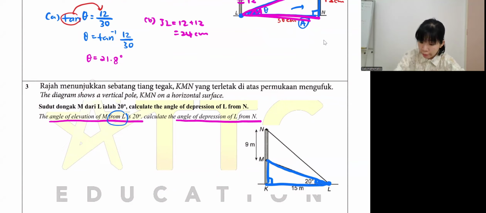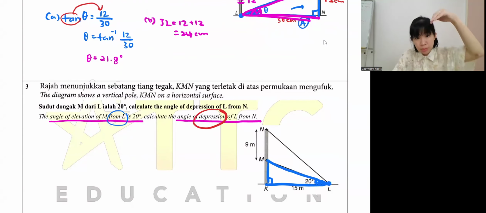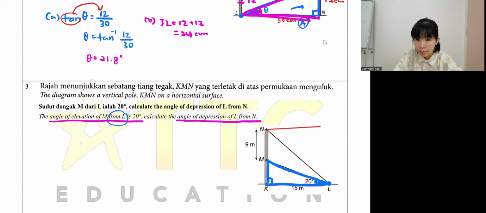Now, we need to find the angle of depression. Depression means look down. From where? From N. So from N, you need to draw a horizontal line first, then after that you look down, go to L. This is the angle we want.